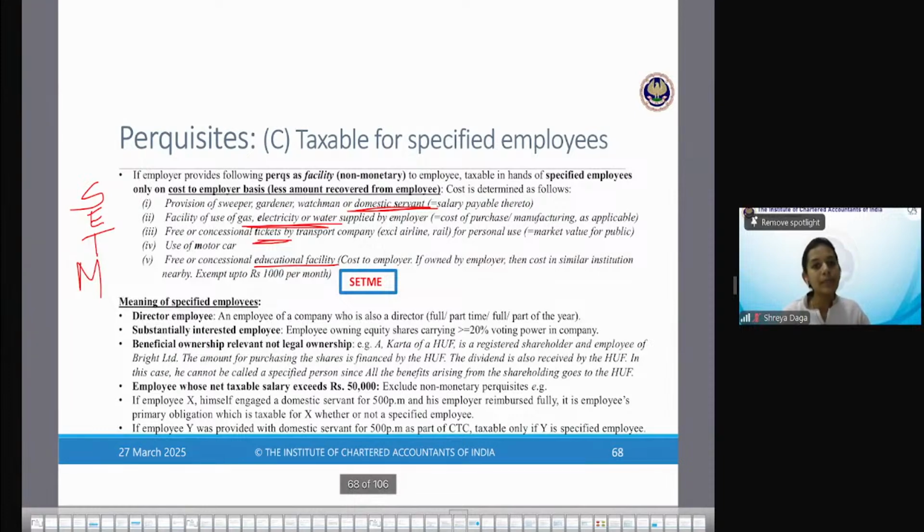But if the school is not owned by employer, then that means he's also paying to somebody. And he's paying to a school, and then he's allowing your child to go to the school, but he's paying to the school. So the cost to the employer would be the value of the perquisite.